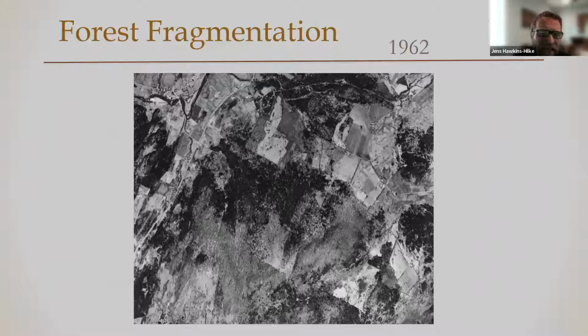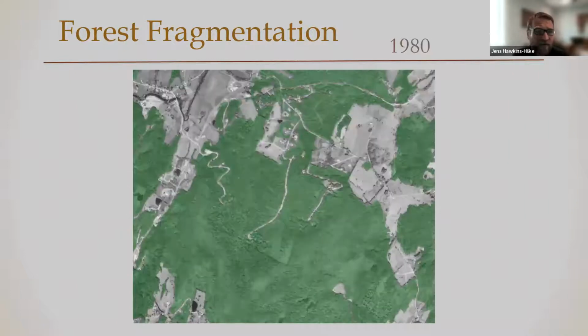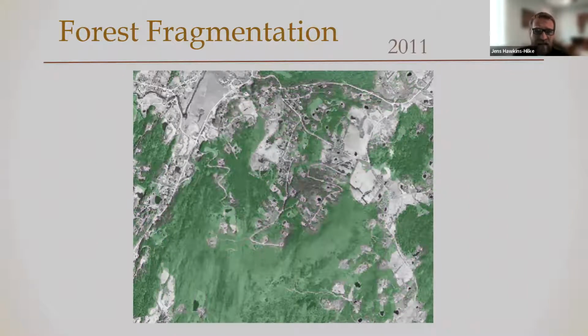And so to illustrate this, here's the Waterbury-Stowe town line. At left, you can see Route 100 going up towards Moscow Road. And this is a 1962 aerial photo. And I've colored what I consider to be forest here in 1962. And so you can see 1962, 1974, 1980, 1996, 2007, and 2011. So in the 50 years of this transition, a lot has changed.